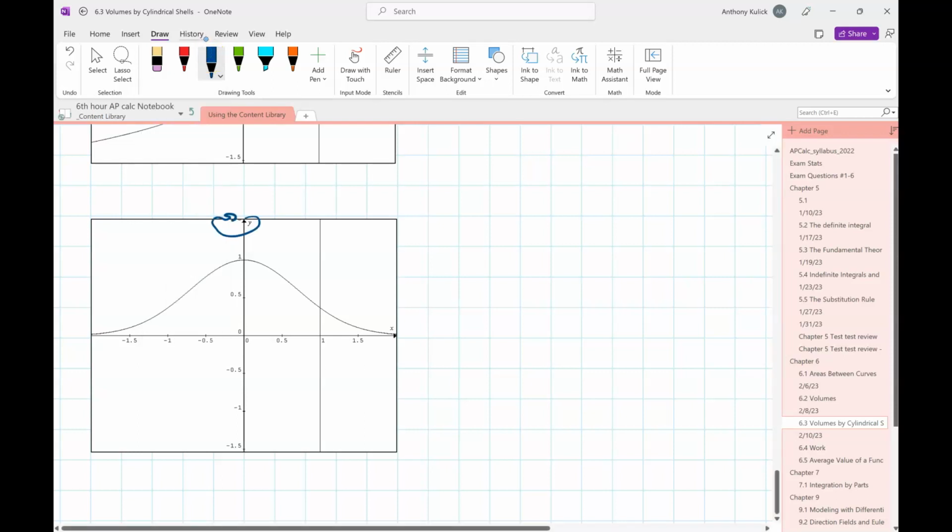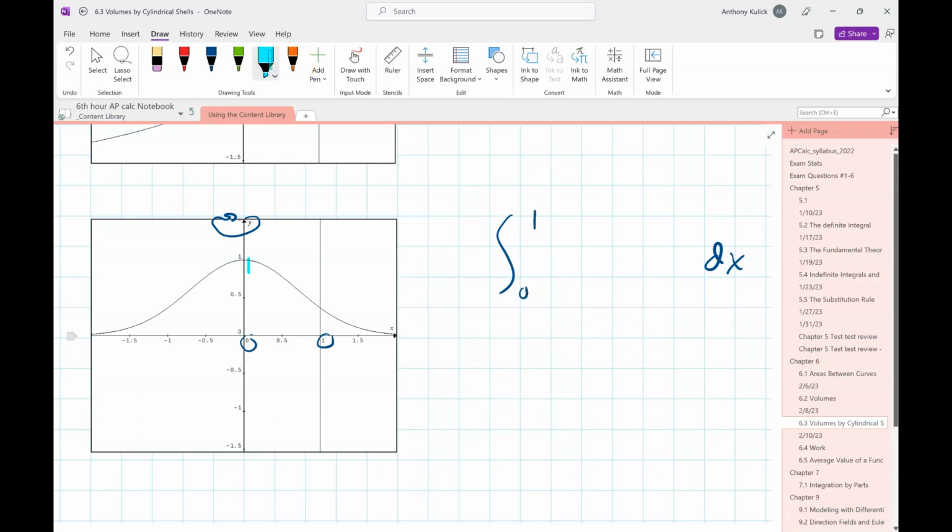So here's 5. Again, rotating about the y-axis, so we know we're integrating with respect to x. The bounds of my integration should be 0 to 1. I guess I should have drawn in the... there. Oh, that's the one. Oh, it's 1 minus. Radius is equal. So far, so good?